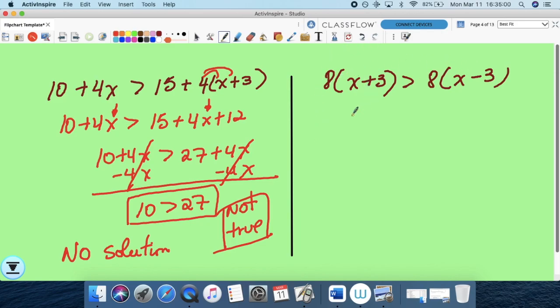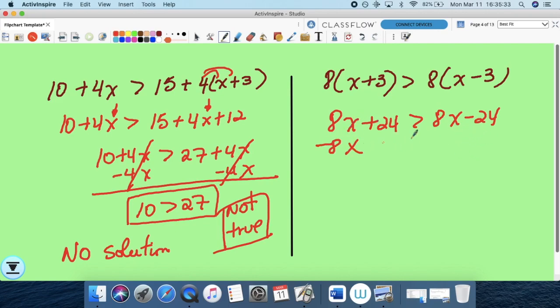Okay. Let's look at the right side. 8x plus 24 greater than 8x minus 24. You can stop here again and look at it. Okay, this is looking a little bit familiar. On the left side, it's 8x plus 24. On the right side, it's 8x minus 24. So I think by now you can realize that on the left side, I'm multiplying 8 times a value and then adding 24. But on the right side, I'm subtracting 24. So this will always be true.